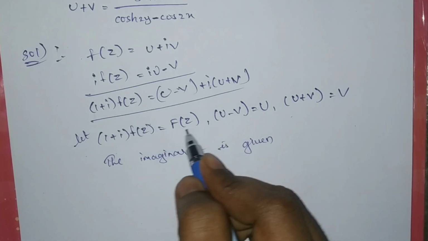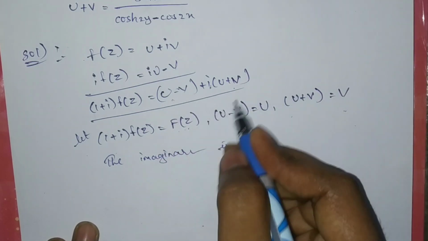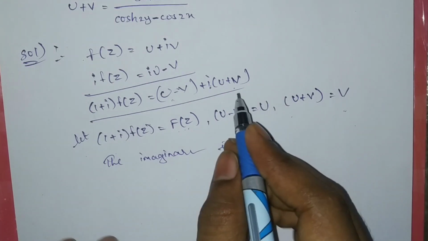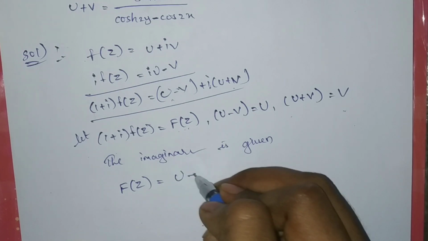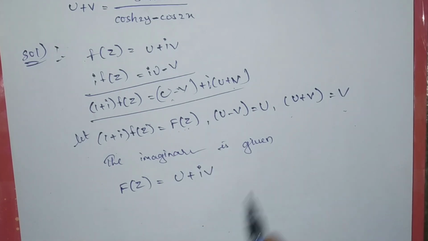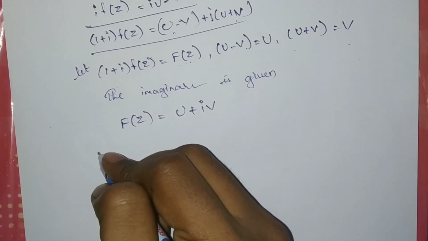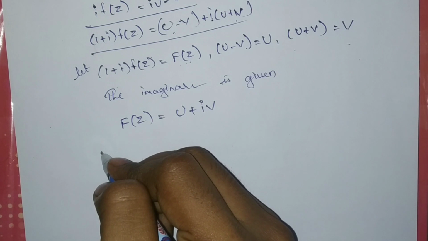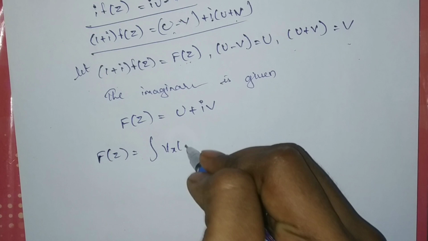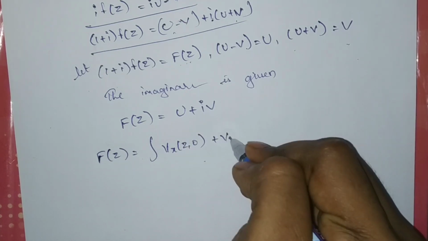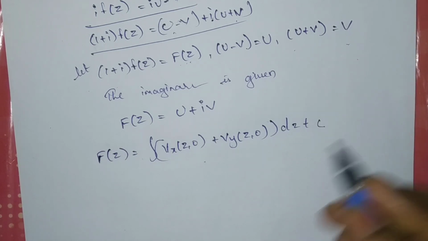If we substitute these values in the above function, it becomes F(z) = U + iV. Now the imaginary part is given, so the formula to construct the analytic function is f(z) = ∫ [vx(z,0) + vy(z,0)] dz + c.